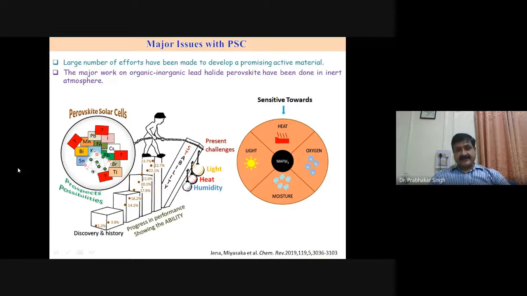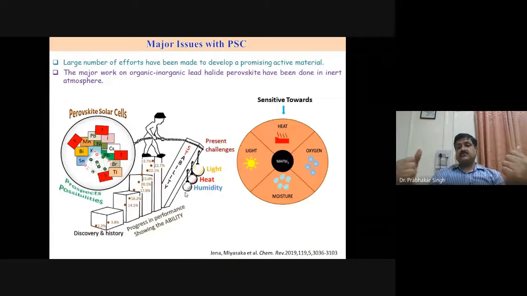With the perovskite solar cell, the basic issue is its stability. It is very sensitive to heat, light, moisture, and oxygen. You can see all the pillars are set, but stability still has obstacles, that is light, heat, and humidity, which are pulling back the stability factor. This pillar needs to be established properly.